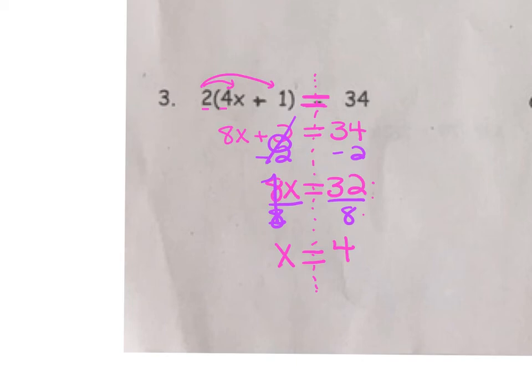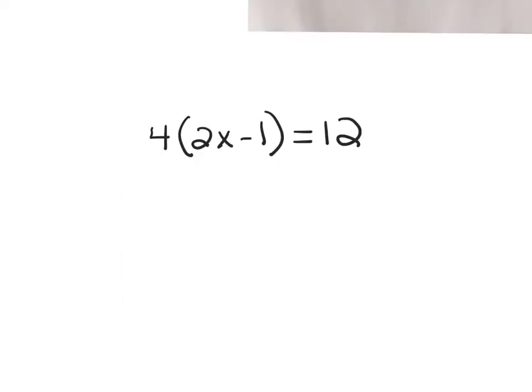Now I'm going to give you a problem to try on your own. Grab a piece of notebook paper and try this one. Here's your problem. Jot this down. 4 times the quantity, 2x minus 1, equals 12. Now drop a dotted line down your equation and get ready to distribute the 4. Pause the video, complete the equation on your own, and when you're ready to check yourself, turn the video back on. Pause the video now.